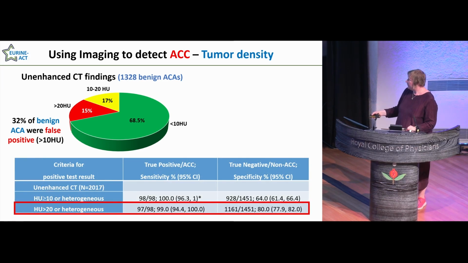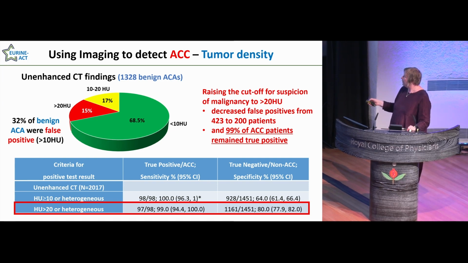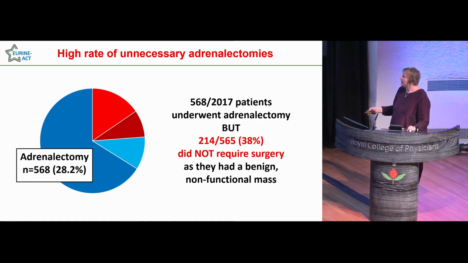Yeah, and we established in this study, in this prospective study, that a cutoff of 20 Hounsfield units is much more appropriate, as it maintains 99% sensitivity, but increases the very poor specificity of 64% at least to 80%. And in our study, that was obviously not interventional, but observational, this meant that the false positive number decreased from 423 to 200 patients.